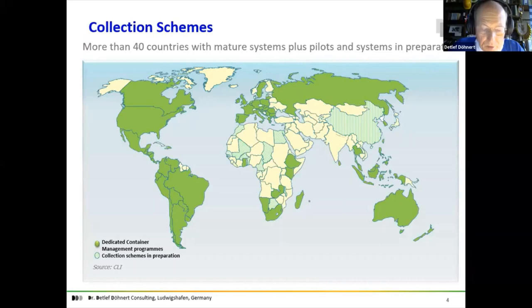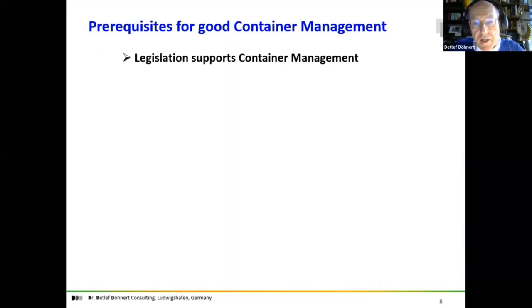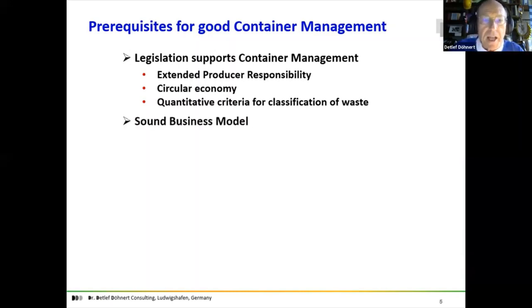Let me continue. I also would like to share with you my view about the prerequisites for good container management. The legislation, and that has been stressed already, supports or should support good container management, and the elements are extended producer responsibility, circular economy, but also quantitative criteria for the classification of waste. We were talking here about 0.1, 0.01%. Those are quantitative criteria, and I will come to that a little bit later.